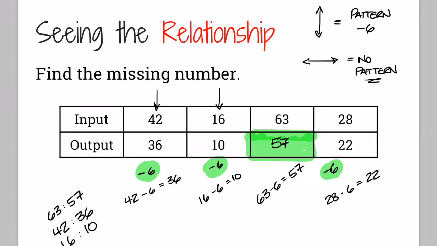We could still plot these if we wanted to, and pull out a table, and it would just be all over the place and out of order. But we still see that relationship where there is a minus 6 between the input and output. So you won't see this that often.